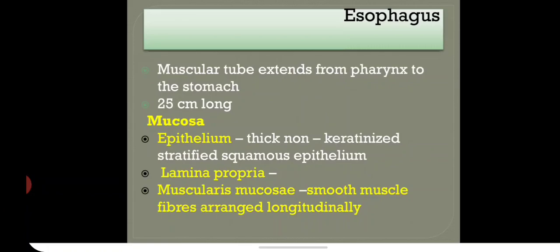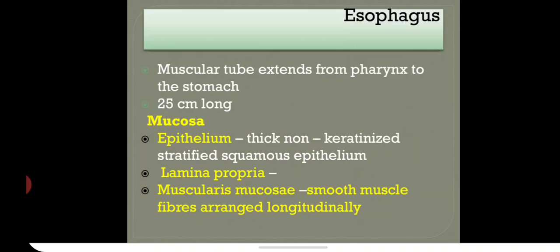The esophagus is a muscular tube, which you should have seen in the dissection, extending from the pharynx to the stomach, and it is 25 centimeters long. Now we will come to the mucosa of the esophagus. Here the epithelium differs from the other parts of the GIT. It is thick, non-keratinized, stratified squamous epithelium.